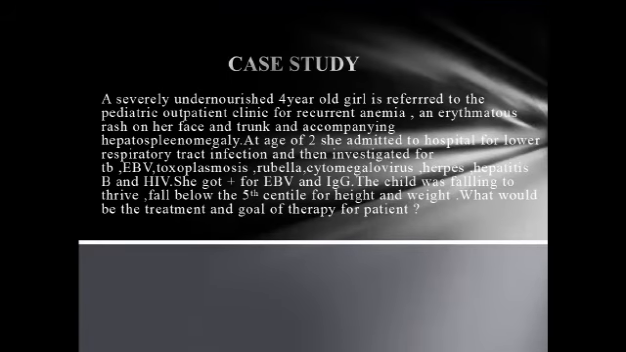Now come towards the case study. A severely undernourished 4-year-old girl is referred to the pediatric outpatient clinic for recurrent anemia and erythematous expression of face and tongue and accompanying hepatosplenomegaly.